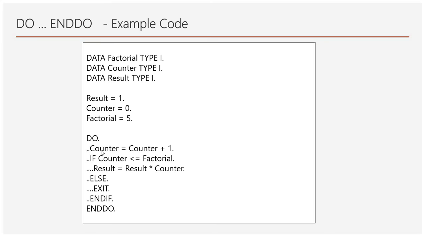So what I'm going to do is write the condition: if counter is less than or equal to factorial, then my result will be result times factorial. In this way, my counter will keep increasing, and once the condition is reached, meaning suppose your factorial is 5, the counter will start from 0. When it reaches 5, it is going to exit the loop. So that's the way you can write it.